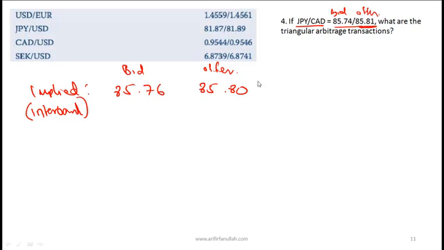So here again, you cannot make arbitrage profit, because in this market you would buy for 85.80 and to the dealer you would sell at 85.74. So here notice that again you cannot make arbitrage profit. So the answer here is that there are no transactions that you can perform to make arbitrage profit.